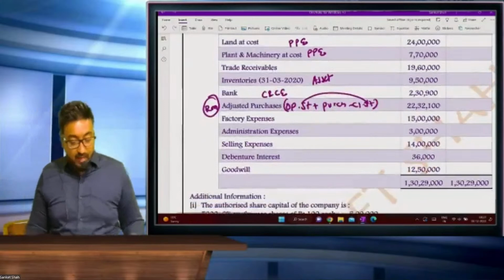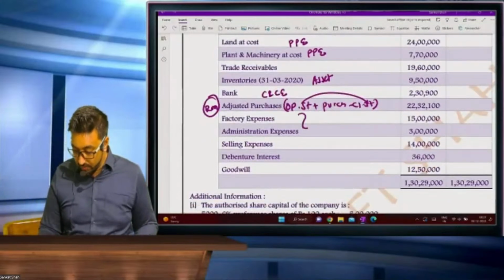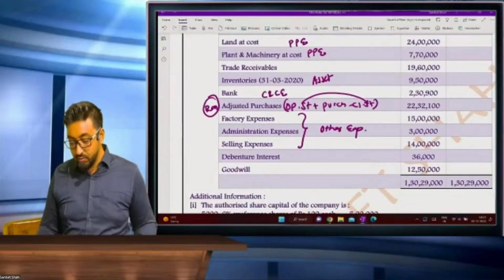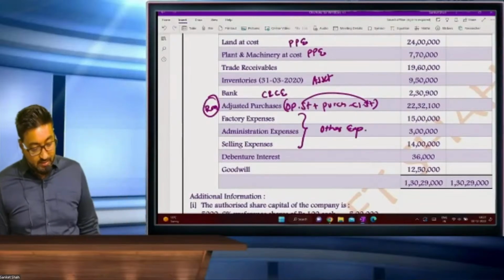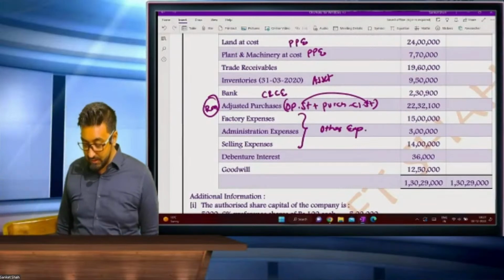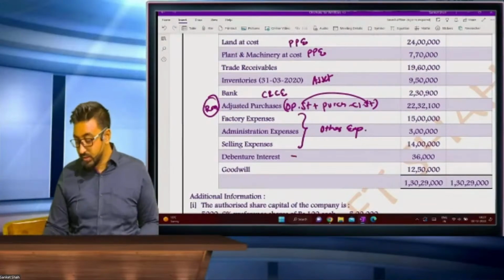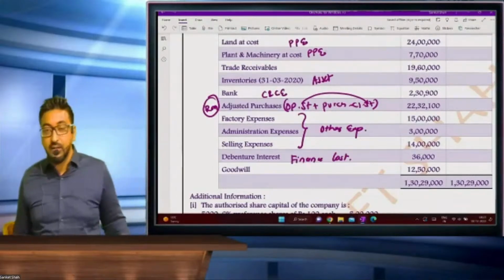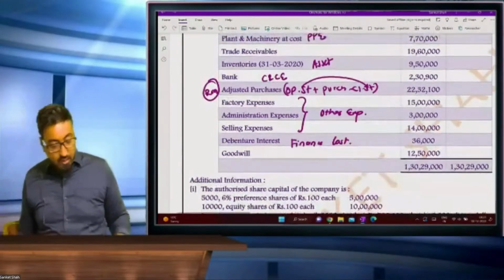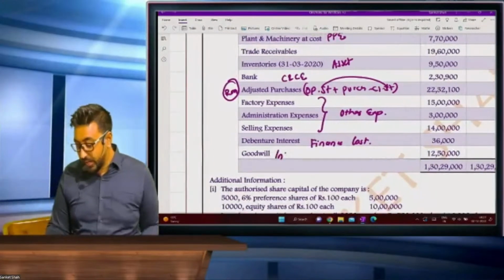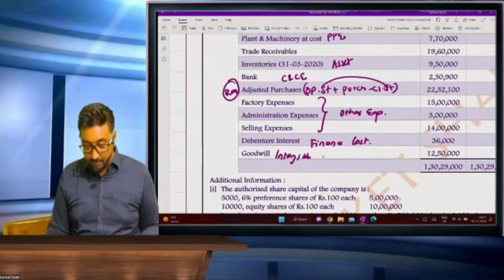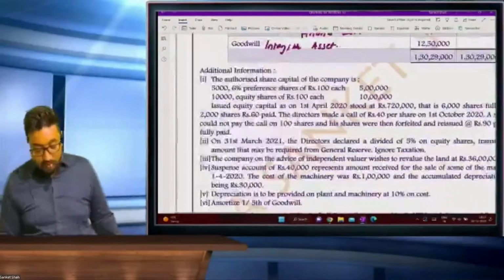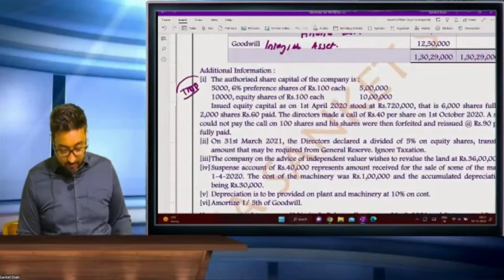Jyoti has a hard copy. Very good. Factory administration and other selling expenses, we will write it as other expenses. Debentures interest we will write under finance cost. And goodwill we will write under intangible asset, separate head. The authorized capital. Now this is an important adjustment.